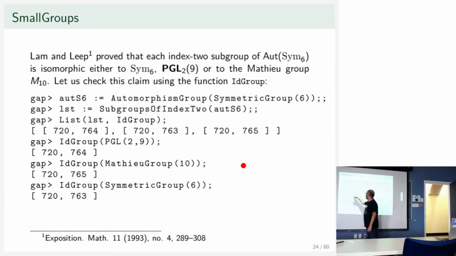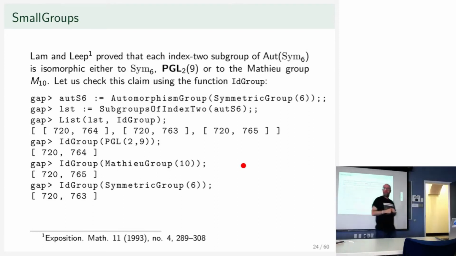So you see, the IdGroup of this one is this. The first one is PGL(2,9). The second one is 763, which is the symmetric group S6. And finally, this Mathieu group is this one. So the theorem is proved, in I don't know, 5 seconds. You could also ask IsomorphismGroups instead. Of course you can do that. But here what I'm trying to explain is this particular library and how to use it.